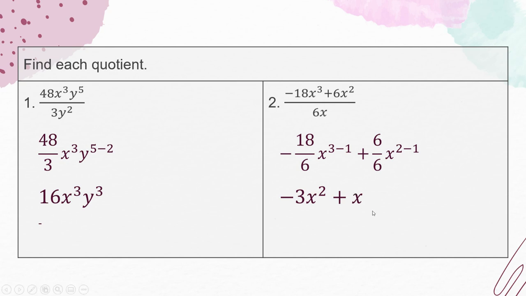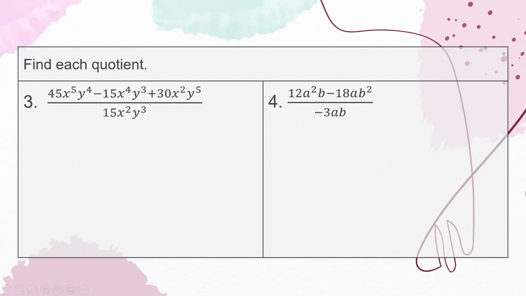6 divided by 6 is 1. There's an understood 1 coefficient here. 2 minus 1 is 1. There's an understood 1 exponent there.